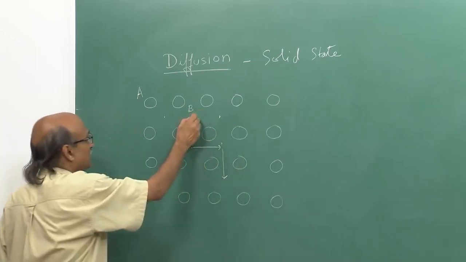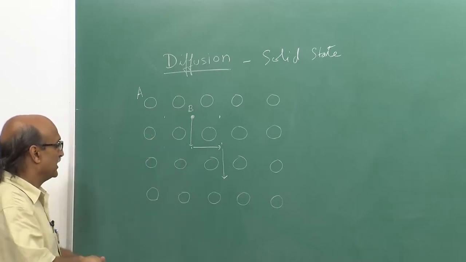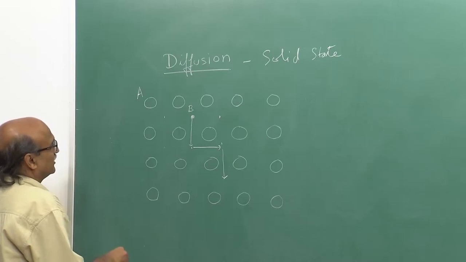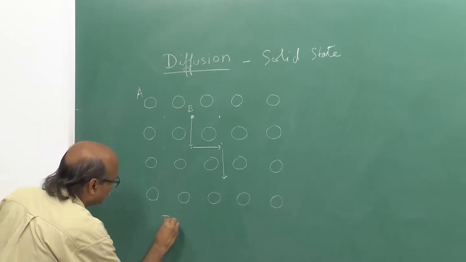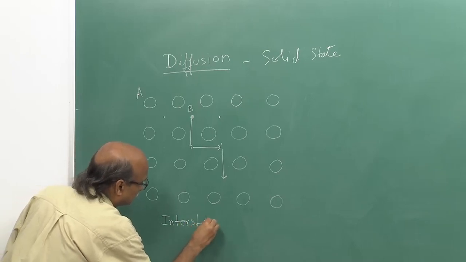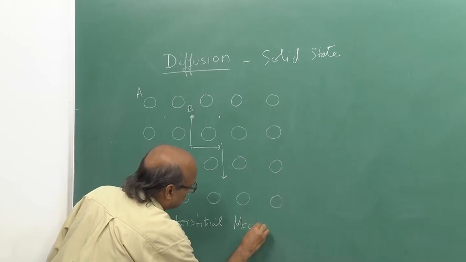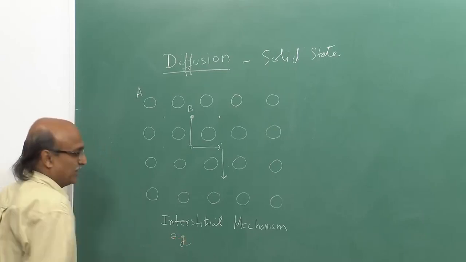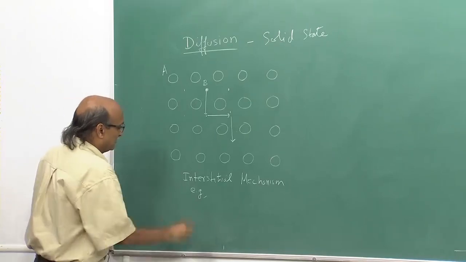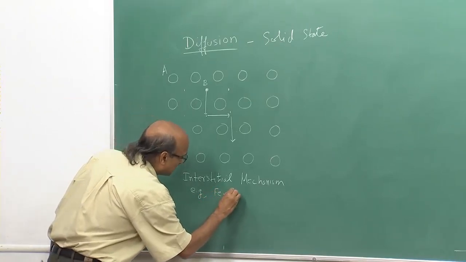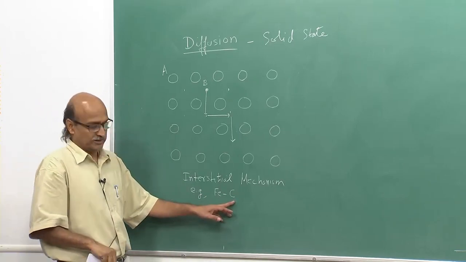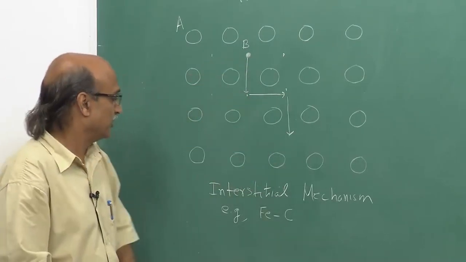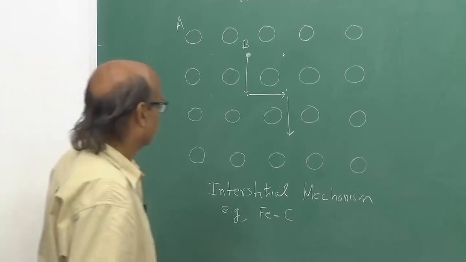So this is one possibility where the B atom is a lot smaller than the A atoms, and this is what is called the interstitial mechanism of diffusion. A prominent example of systems where you would have an interstitial mechanism is the iron carbon system, where the carbon atoms are a lot smaller than the iron atoms and hence the carbon atoms can diffuse or make jumps from one interstitial site to another interstitial site.